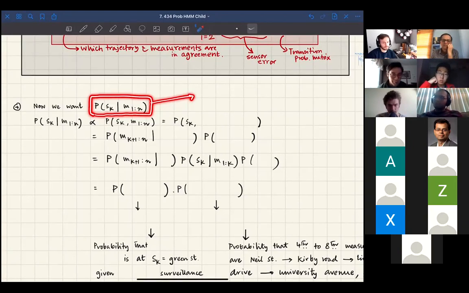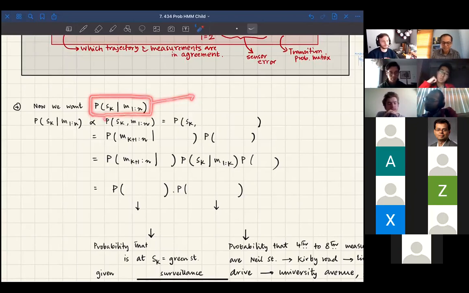Is it the probability of my position given all of the measurements I've taken? My position at, I guess, any time k, but M1 through n spans all the measurements. Time goes from 1 to n, right? Yep, you're right. Just refine it and say it.